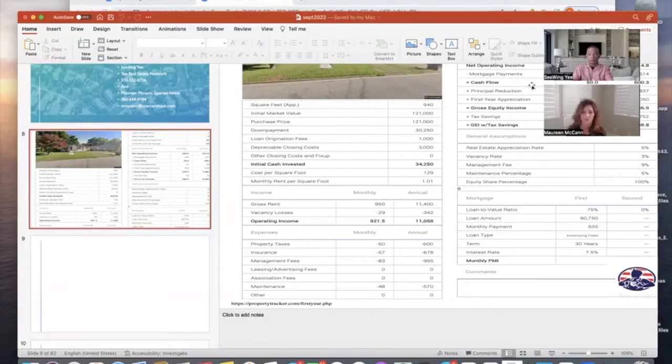Up in the right hand corner. Do you see that? $50. Yeah, $60. So look at the big picture. This is a win. This is a win for a real estate investor.